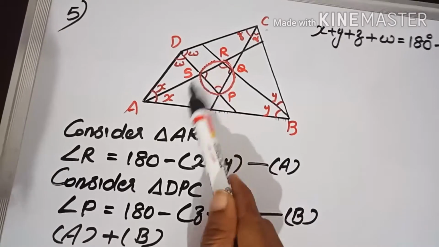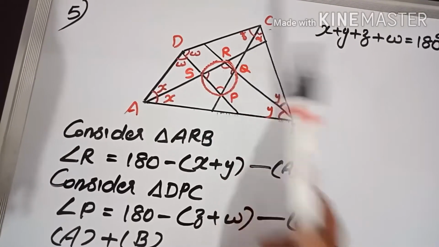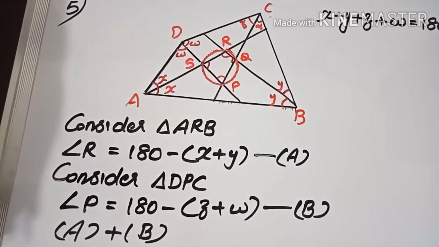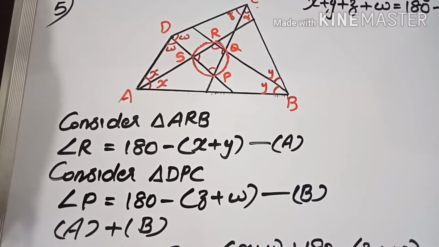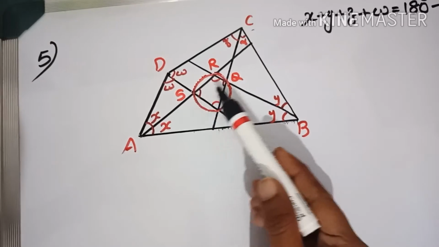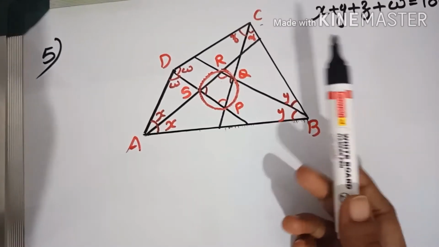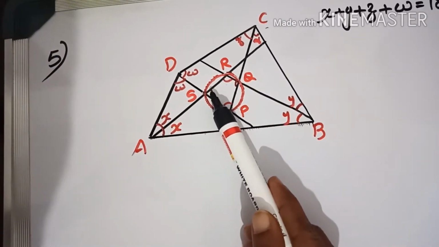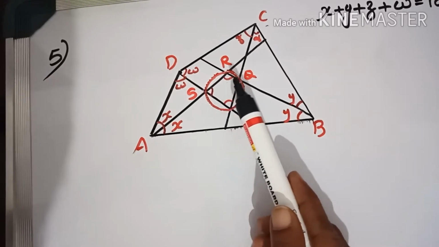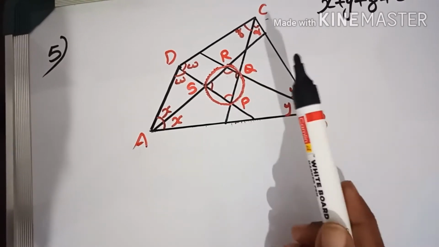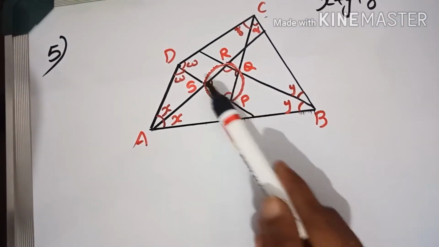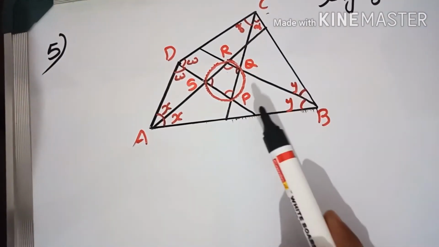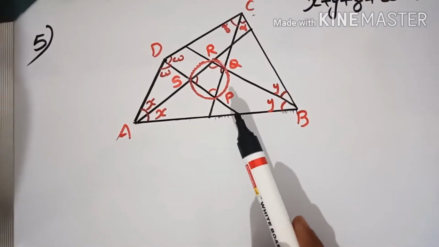Next we need to prove angle S plus angle Q sum also 180 degree. Then we can say that this is a cyclic quadrilateral. Next we need to find angle S and angle Q. But you can see angle S, to find angle S at least we need a triangle with two angles. Here no point, here no point. That means this triangle is not possible to consider.